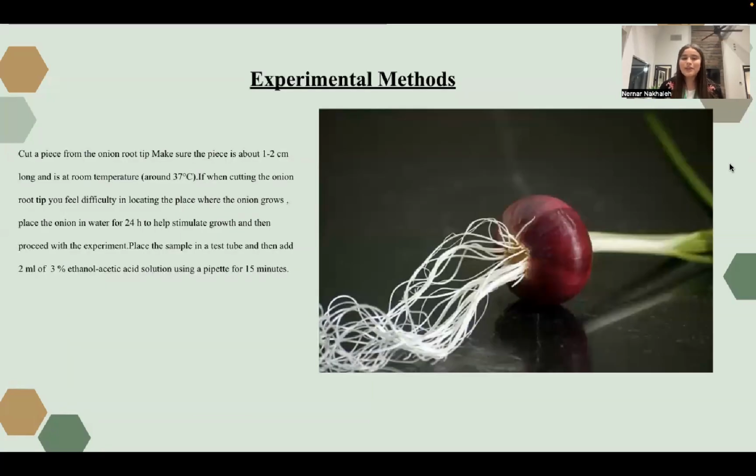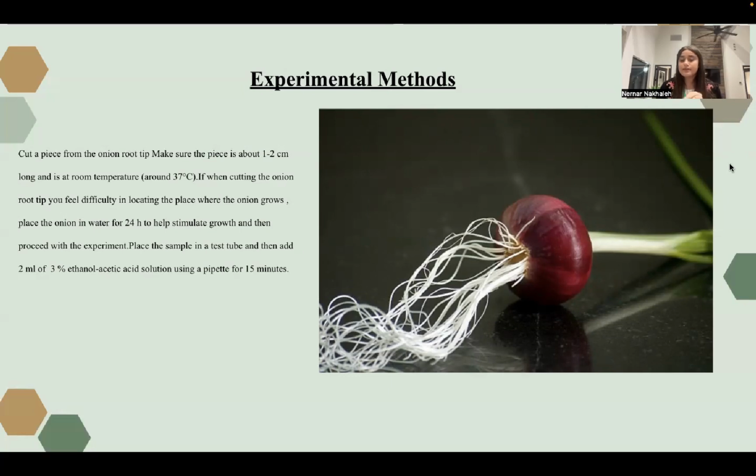All right, so for the experimental methods, we're going to start off by getting an onion root tip, and we're going to shave a piece off. This piece should be approximately 1 to 2 centimeters. It should be as thin as possible. The thinner, the better. I also want you to make sure that the onion root tip is at room temperature. That is really crucial.